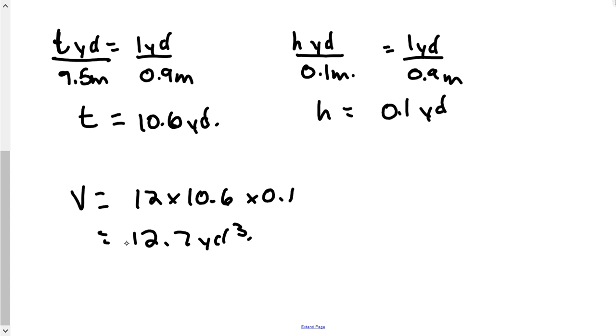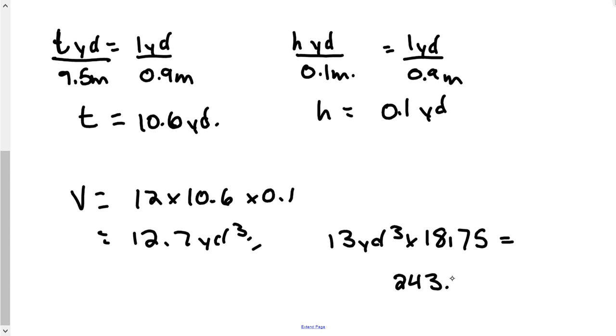So I need this much, but it's only sold in multiples of 1.5 yards. So I'm going to need to purchase 13 yards cubic times by 18.75, which is going to give us $243.75 for the total job.